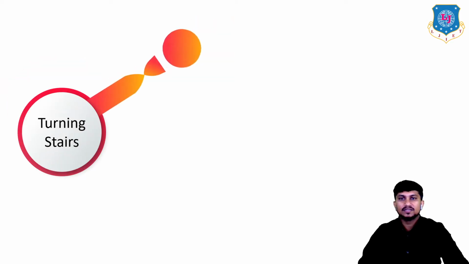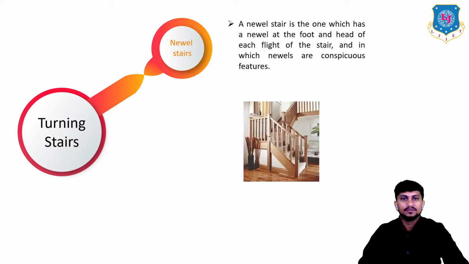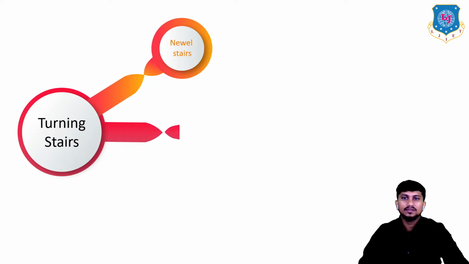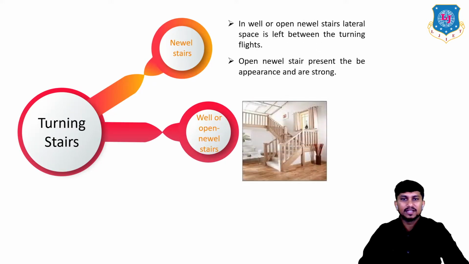Second type is turning stairs. The turning stair is further divided into various types. First is newel stairs. A newel stair is one which has a newel at the foot and head of each flight of the stair, and in which newels are conspicuous features. Second type of turning stair is well or open newel stairs. In well or open newel stairs, lateral space is left between these turning flights. Open newel stair presents a good appearance and also it is very strong.